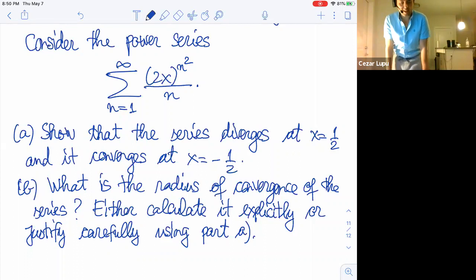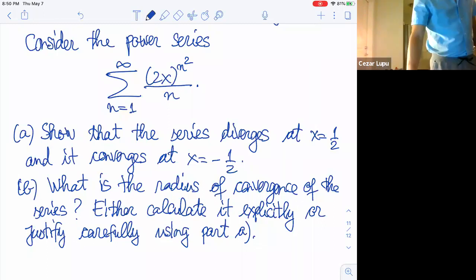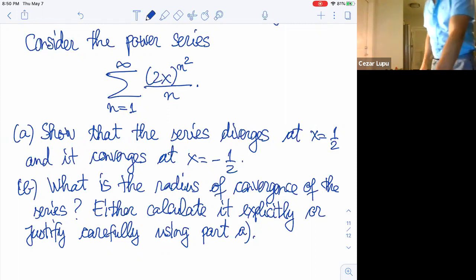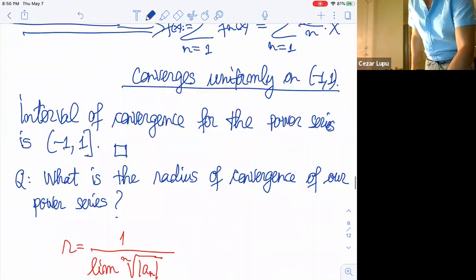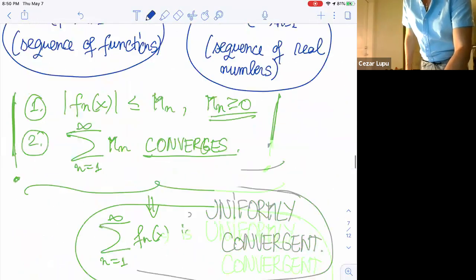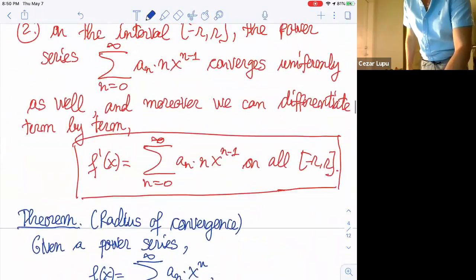I wouldn't say tricky. It gives you an option: either calculate it explicitly, or justify carefully using part A. So you either know how to compute it explicitly or you use part A. In other words, this is just a combination of the two theorems. Okay, let me go back to the two theorems that are here, you see?